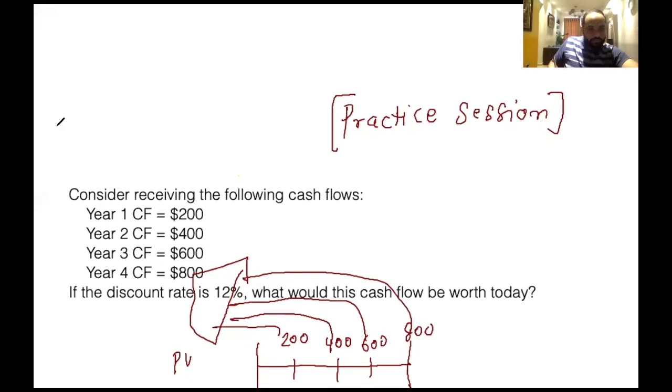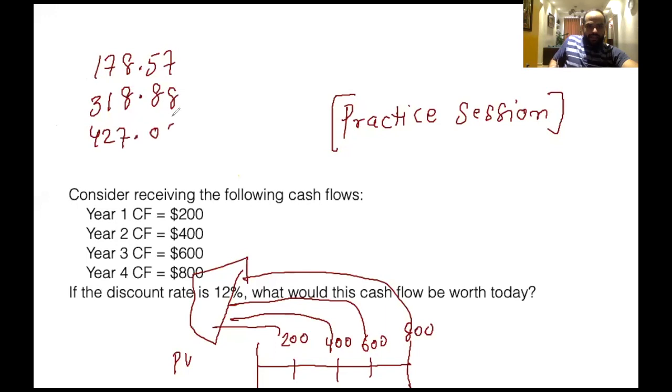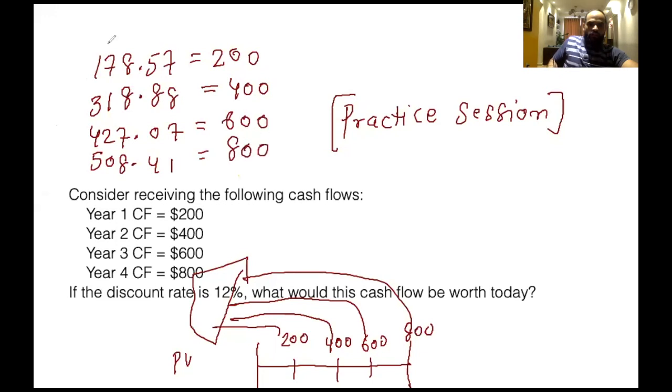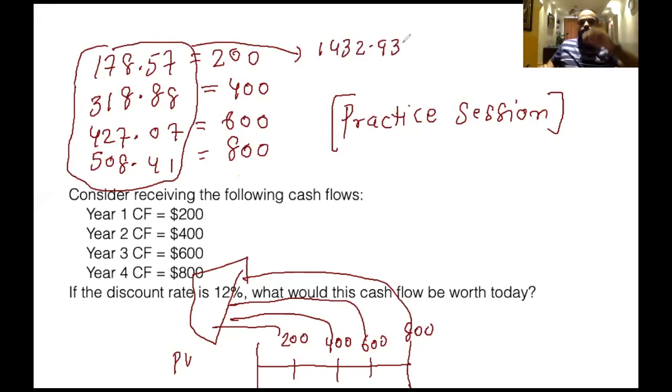So you got 178.57, 318.88, 427.07, and 508.41. This is the present value for 200, this is the present value for 400, this is the present value for 600, and this is the present value for 800. If you add them all, that's going to equal 1,432.93. All right? Yes or no? Is it okay? Say something, yes or no?